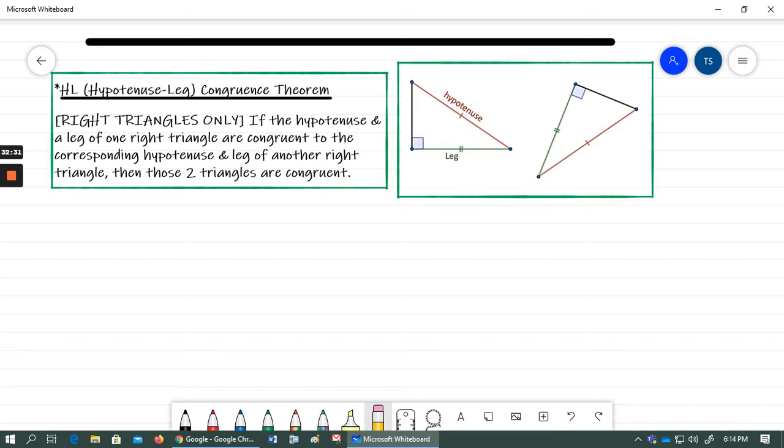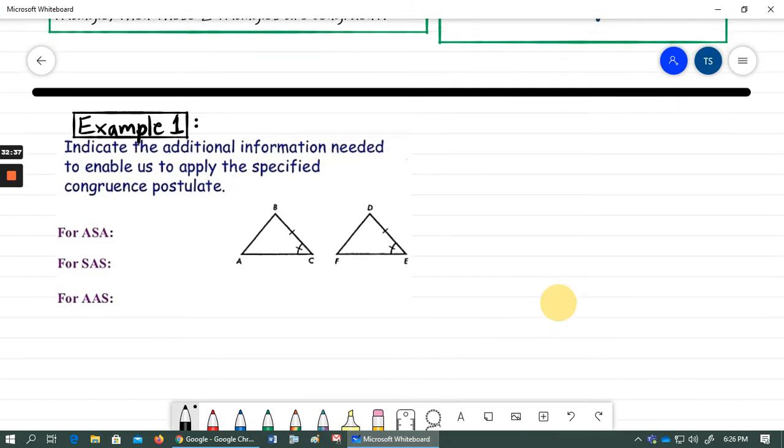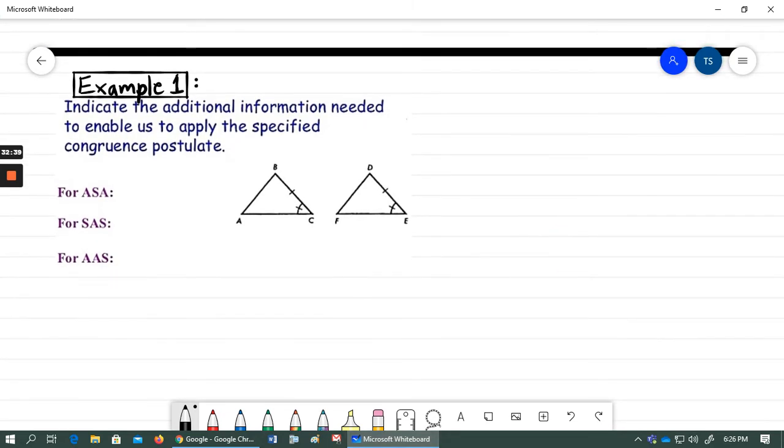Examples coming right up. Alright, so let's look here at example 1. Let's say it says indicate the additional information needed. In other words, what additional information is needed in order to enable us to apply the specific congruence postulate? So what do they mean?